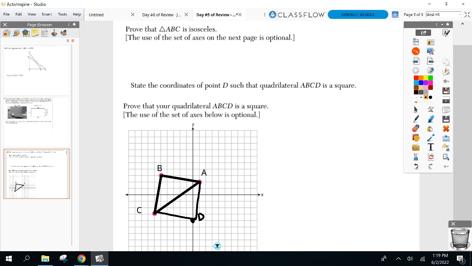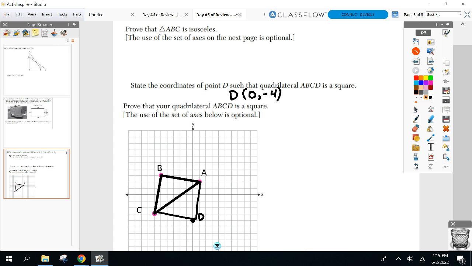What would you do to show work for that? For the point? There's no work needed. It doesn't say explain or justify. So as long as nothing's there, we don't have to justify anything or explain it. All right, now prove it's a square.